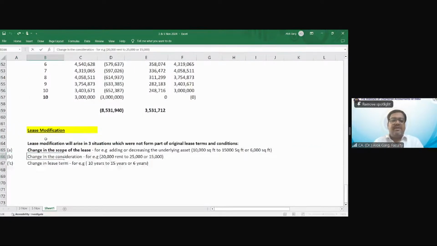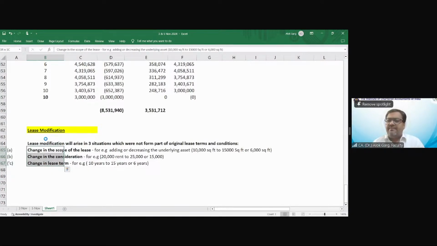Second, change in consideration. What is meant by change in consideration? For example, from 20,000 rent to 25,000, or from 20,000 to 15,000. Either rent is increasing or decreasing, which did not form part of the original terms and conditions. Third, change in the lease term. For example, 10 years to 15 years or 10 years to 6 years, right? Increasing or decreasing your lease term. So these are the three situations where your lease modification will arise. And of course, these three situations should not form part of the original terms and conditions.